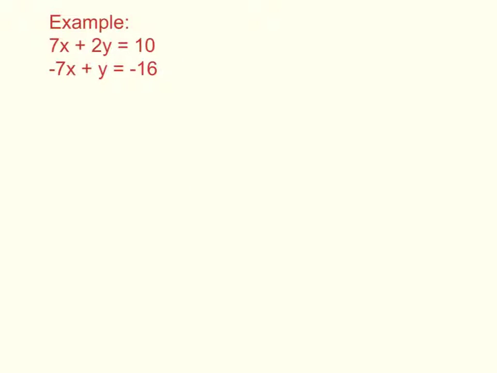Our first example, the two equations are 7x plus 2y equals 10 and negative 7x plus y equals negative 16. This example is actually set up perfectly for elimination. I couldn't have made it more perfect. Because if you look at this coefficient here and this coefficient right here, they're already opposite, 7 and negative 7, so that when I add these two equations together, they're going to automatically cancel out. So that's what we do. The first step is done for us. We're going to add these together.